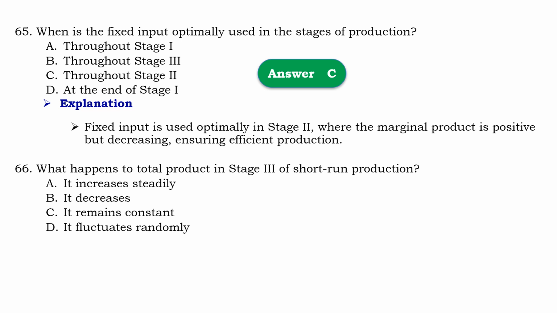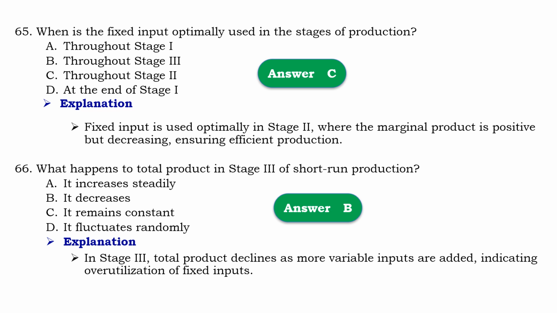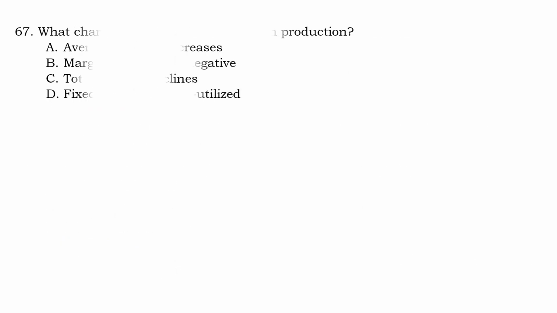Question number 66, what happens to the total product in stage 3 of short run production? 66ኛ ጥያቄ በአጭር ጊዜ የሚመረት ደረጃ 3 አጠቃላይ ምርት ምን ይሆናል ይላል. So that should be B, it decreases. It means that in stage 3 total product declines as more variable input is added, indicating over-utilization of fixed input.